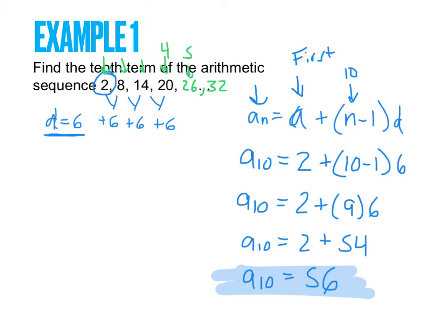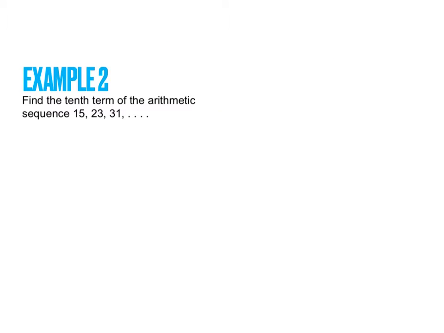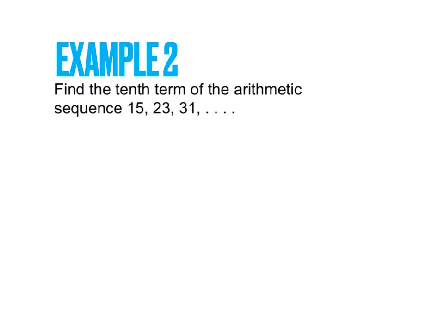But if we were looking for, let's say, our 50th term, that would take a long time to just keep adding 6, keep adding 6, keep adding 6. So that's where this formula comes in handy. Next, we need to find the 10th term of this arithmetic sequence. The first thing we're going to do is find out what our D is. To go from 15 to 23, we're adding 8. To go from 23 to 31, we add 8. So D is equal to 8.